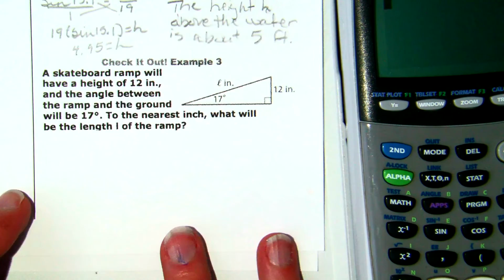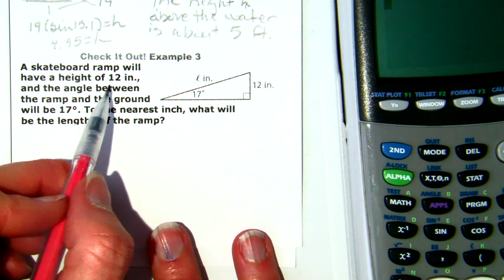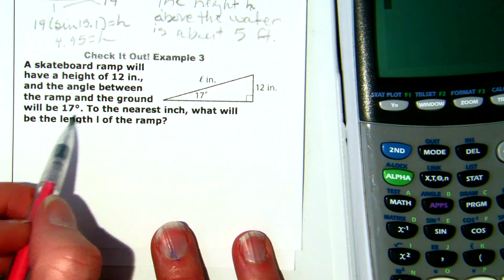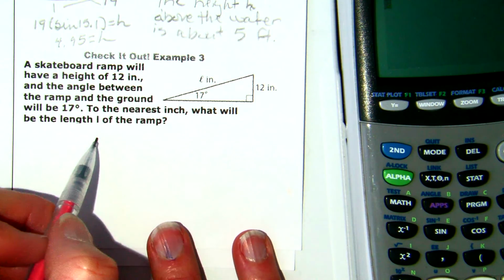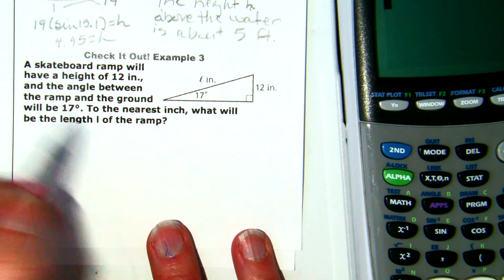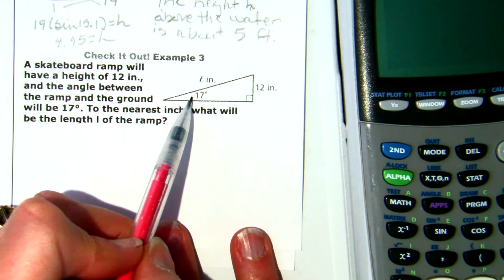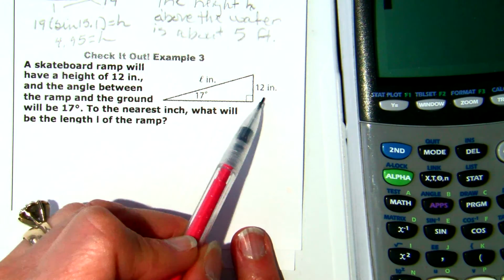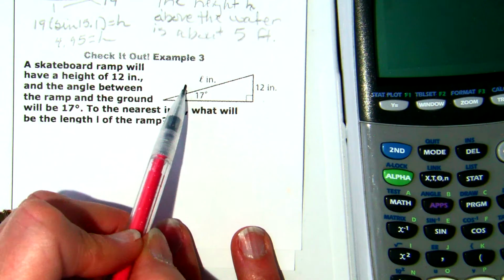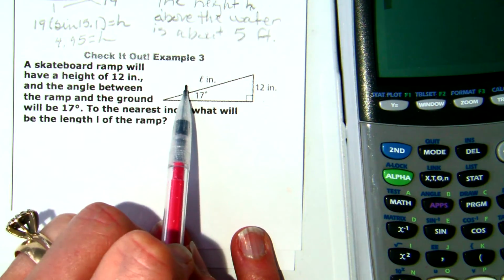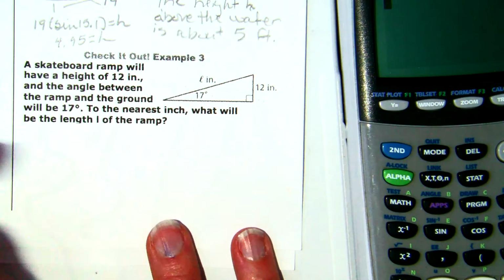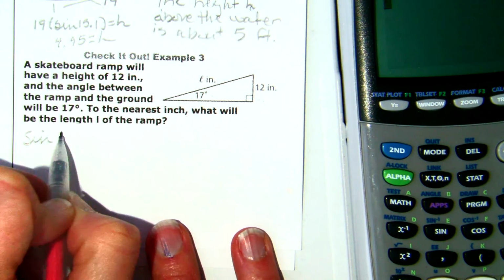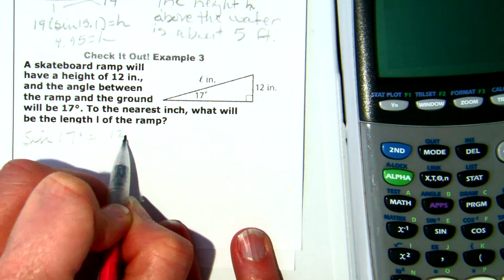All right, next problem. A skateboard ramp will have a height of 12 inches, and the angle between the ramp and the ground will be 17 degrees. To the nearest inch, what will be the length of the ramp? All right, so my angle measure is 17, the height is 12 inches, and I want to know the length L of the ramp. So again, I'm talking about the hypotenuse and the opposite, so we're really liking sine in this lesson, aren't we? Sine of 17 degrees equals 12 over L.